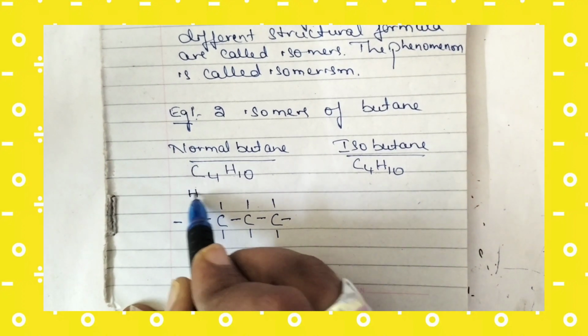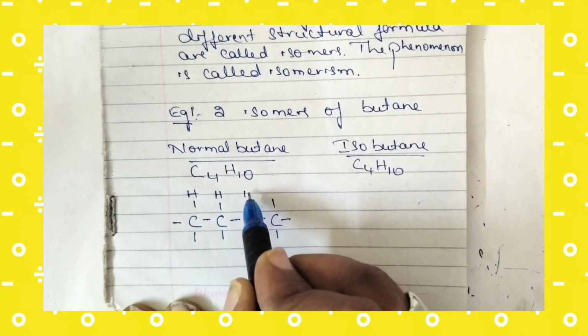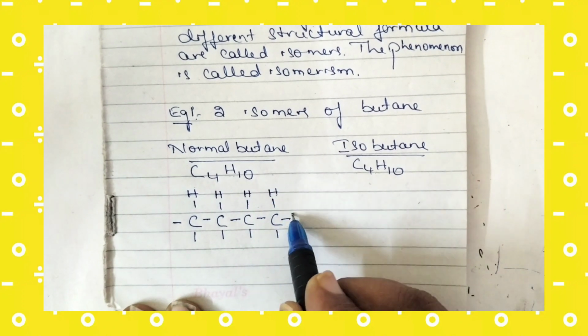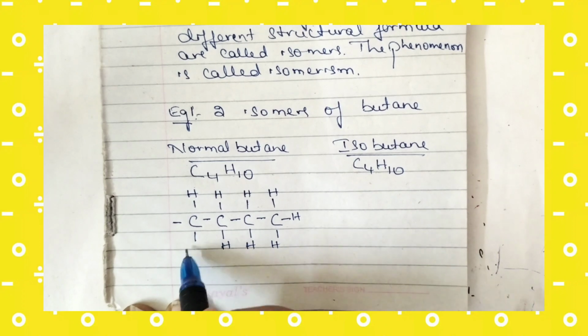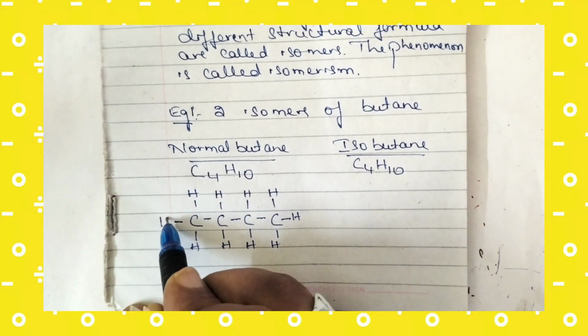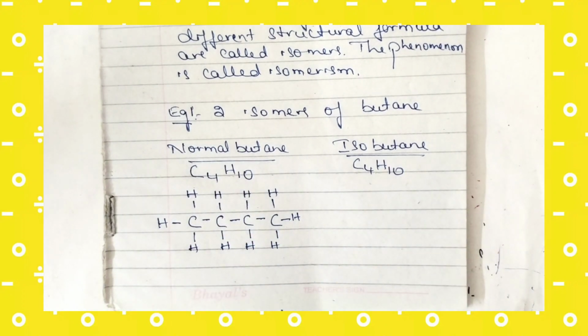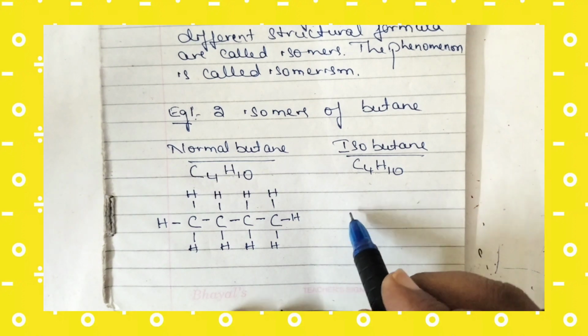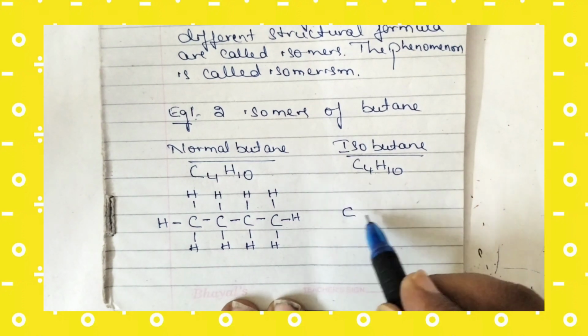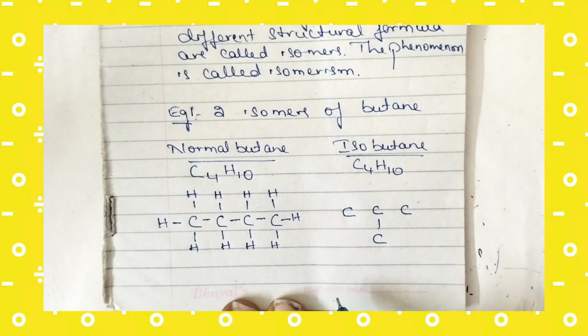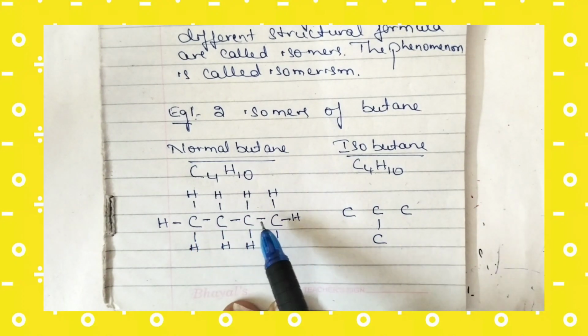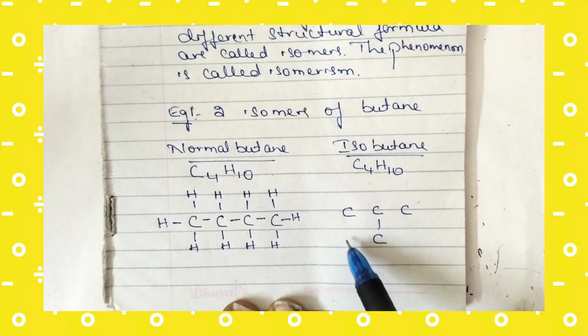Now observe, I have written a straight chain here. So 4 carbons share electrons with 10 hydrogens. So this is the structural formula for normal butane. Now let us write the structural formula for isobutane. 1, 2, 3, 4. So here I have written a straight chain, but here I have written a branched chain.